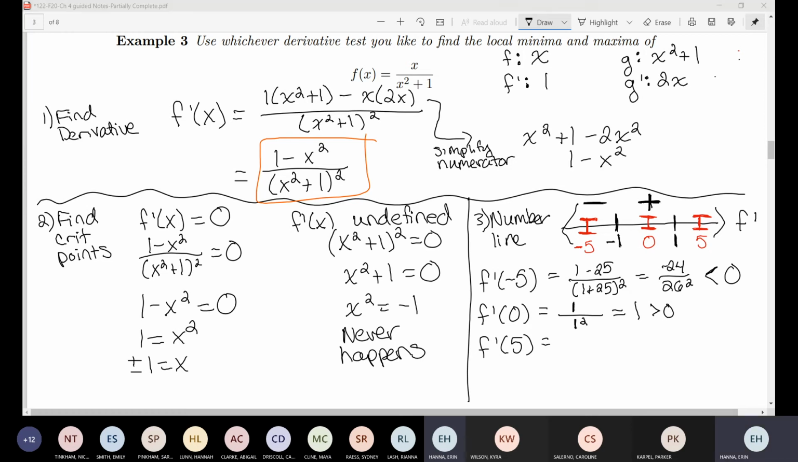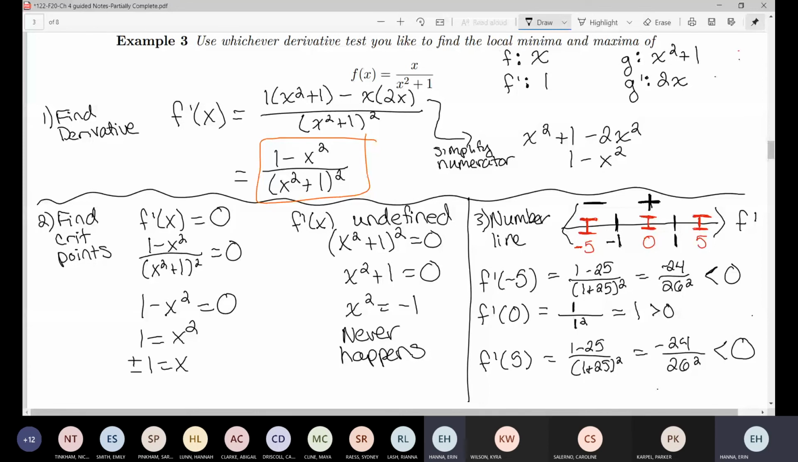Plug in +5. We'll actually pretty much get the same thing as plugging in -5. Now I'm running out of space. Let me move that down a little bit. F prime of 5: 1 minus 25 over 1 plus 25, all squared again. So we end up getting -24 over 26 squared, whatever that is. It's negative. We get a negative piece there.